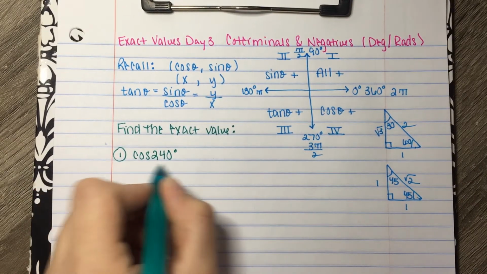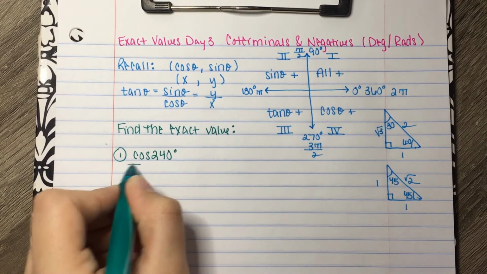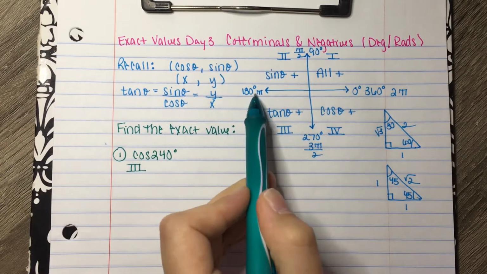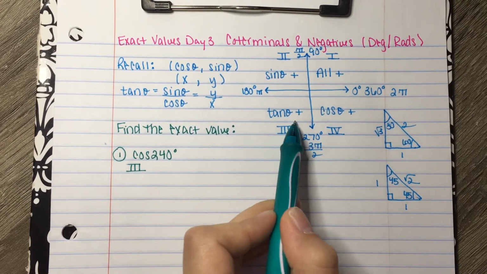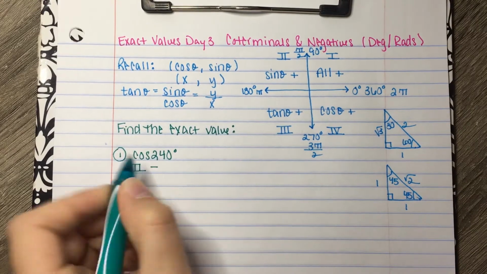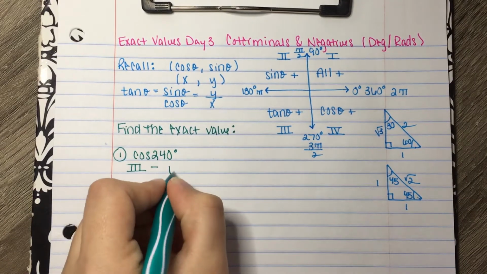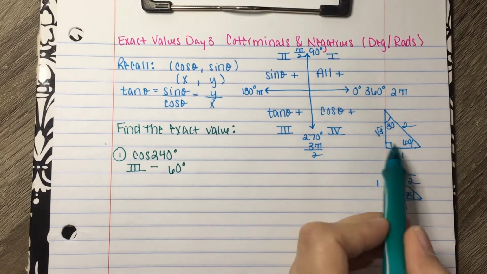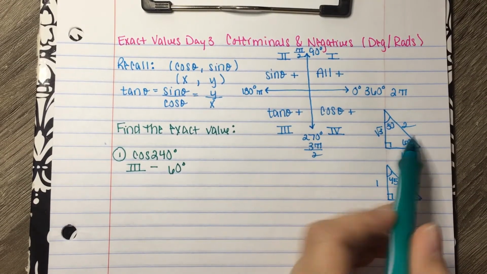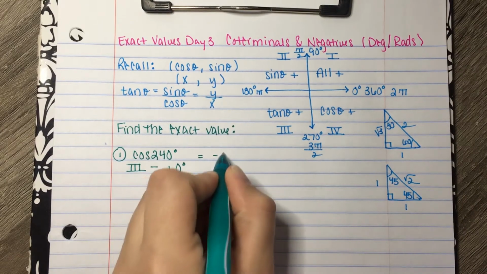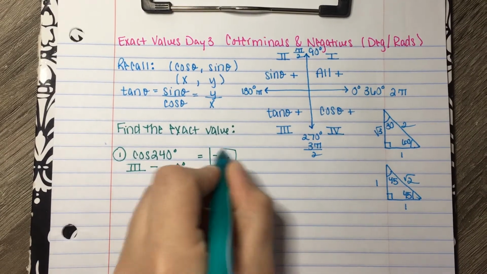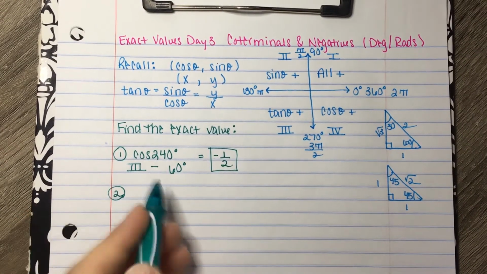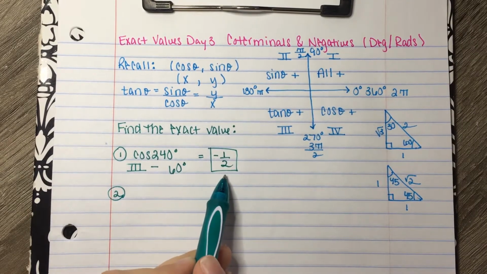All right, so we have to identify what quadrant 240 is in. That's going to be in quadrant 3 between 180 and 270. In quadrant 3, tangent is positive, cosine is negative. 240 degrees is 60 degrees away from 180. That's my reference angle. So I do cosine of 60 degrees and I make it negative. Cosine of 60 degrees is adjacent over hypotenuse. That's going to be negative 1/2. Notice how I put the negative with the final answer. A lot of you guys had the correct work but didn't put the negative with the final answer.